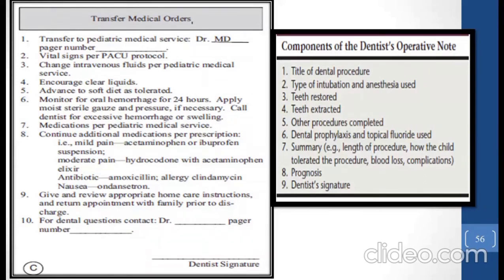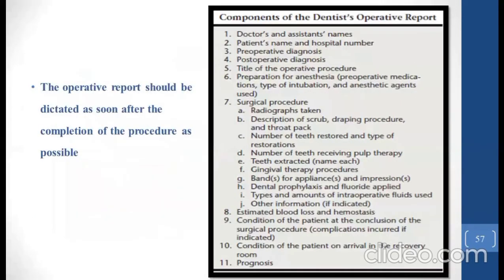Give and review the appropriate home care instructions and return appointment with the family prior to discharge. And for dental questions, a contact number should be given. The components of the dentist operative note should include the title of the dental procedure, type of intubation and anesthesia used, teeth restored or extracted, other procedures completed, dental prophylaxis and topical fluoride use, and a summary that includes length of the procedure, how the child tolerated the procedure, blood loss, complications, any prognosis, and the dentist's signature.